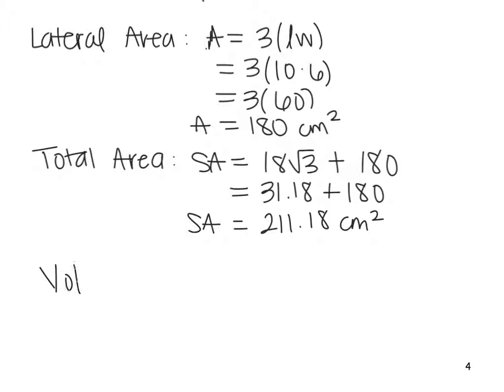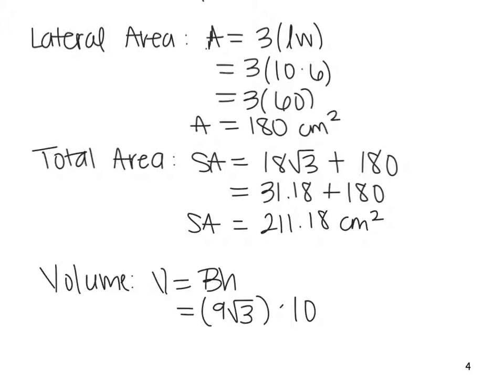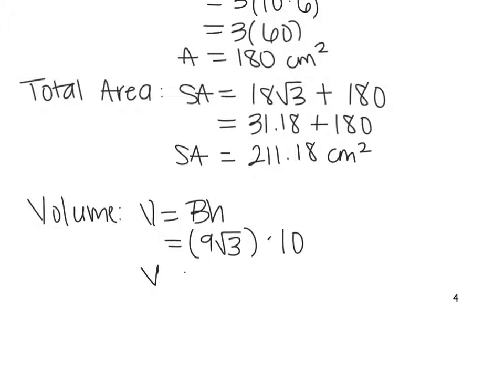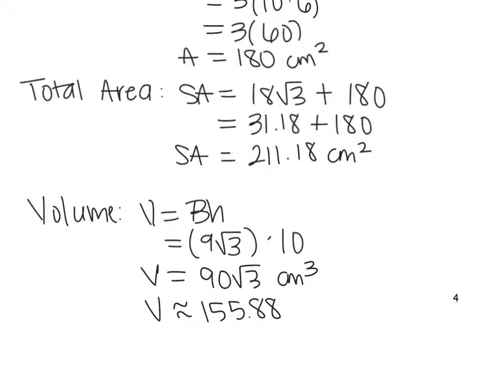Last, we want to find the volume. So our volume is the base area times the height. One of our bases had an area of 9 square root 3 times our perpendicular height, which is our 10. So that gives us a volume of 90 square root 3 centimeters cubed. But we want to approximate that, which gives us 155.88 centimeters cubed for our total volume.